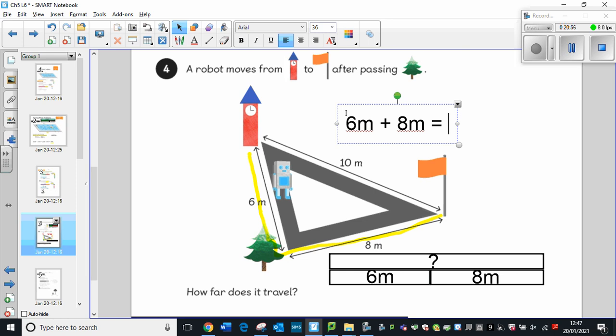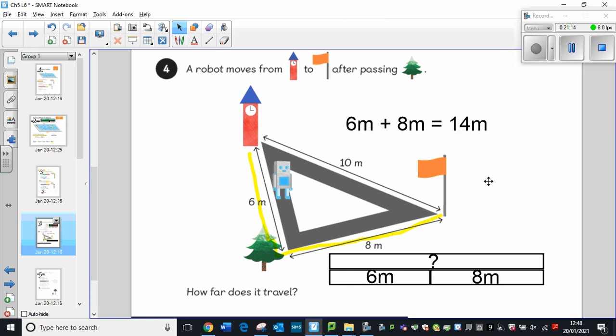Well, I'm going to count on 6 from 8. I'd like you to do that with me. Okay, let's count on 6 from 8. Are you ready? 3, 2, 1, go. 8, 9 meters, 10 meters, 11 meters, 12 meters, 13 meters, 14 meters. So I know that he travels 14 meters. Okay, so well done if you were able to find out the length that he travels.